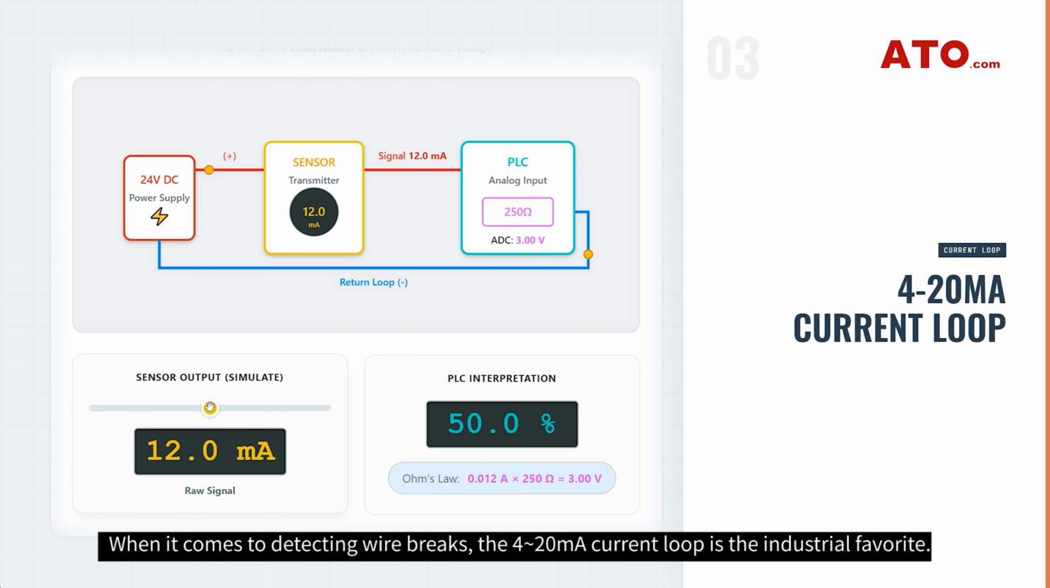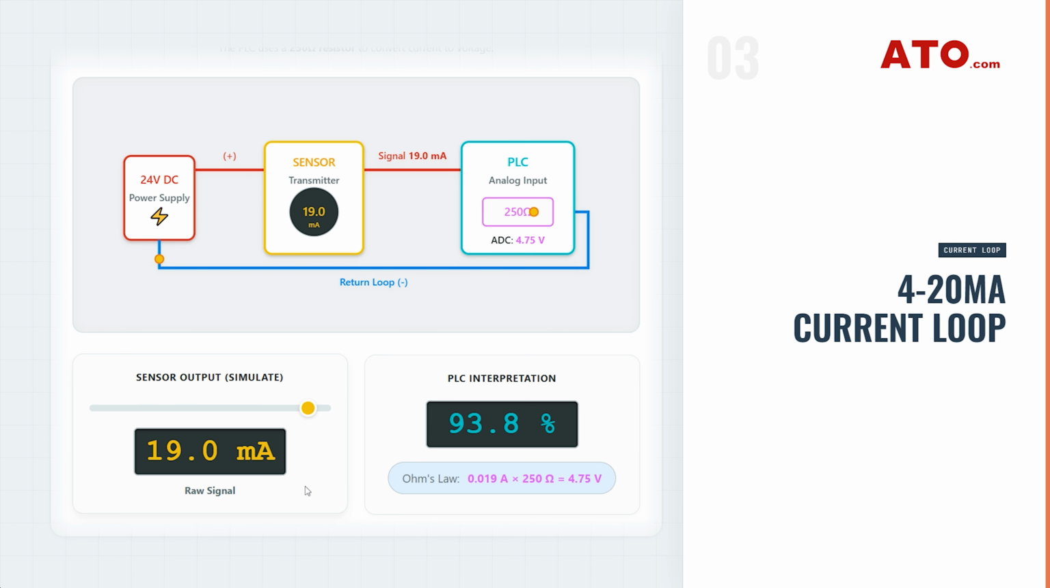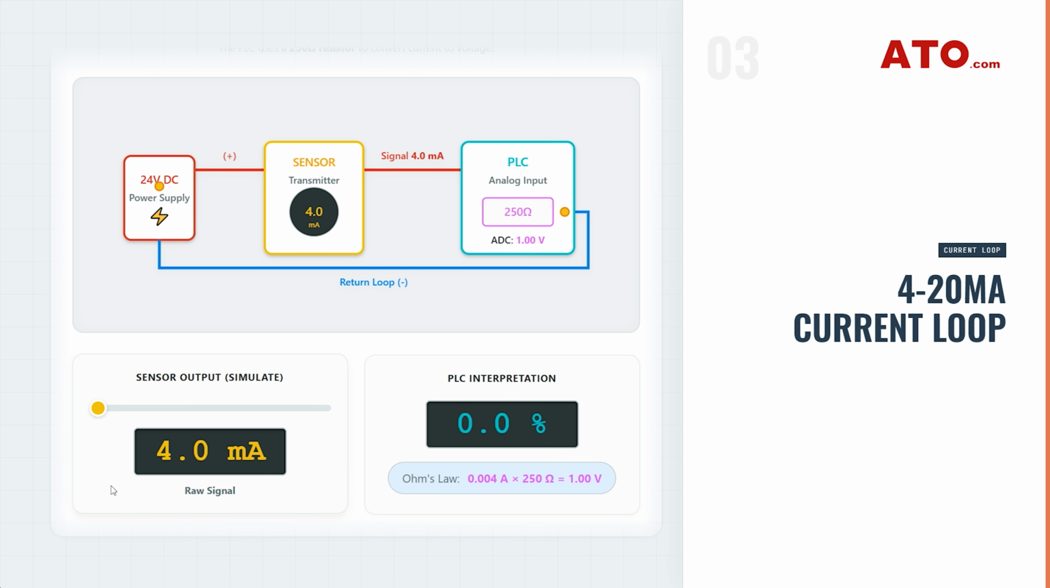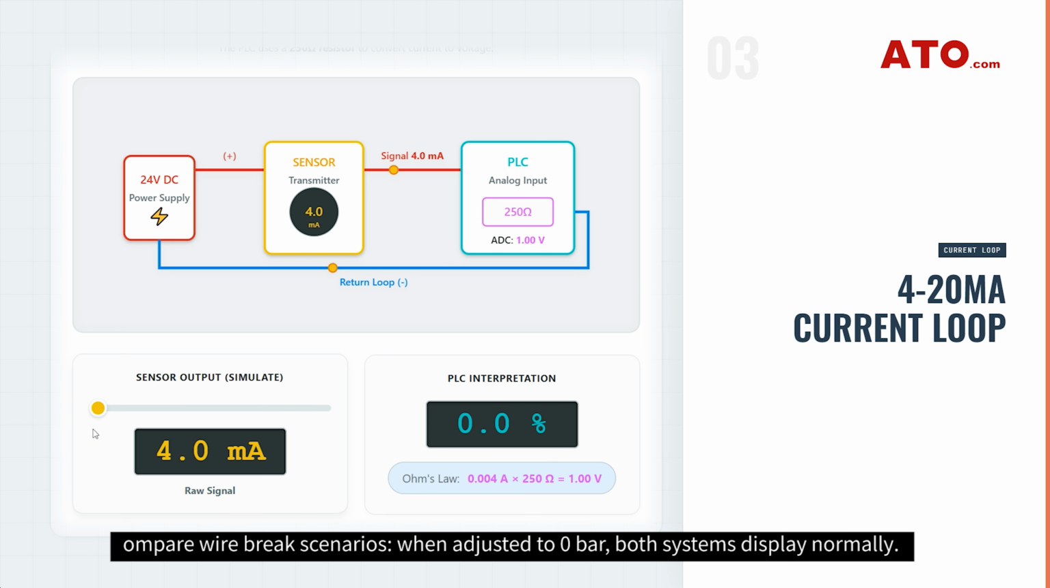When it comes to detecting wire breaks, the 4 to 20 milliamperes current loop is the industrial favorite. The sensor outputs 4 to 20 milliamperes, and the PLC uses a 250 ohm resistor to convert it to voltage for processing. Perfectly linear. Compare wire break scenarios.